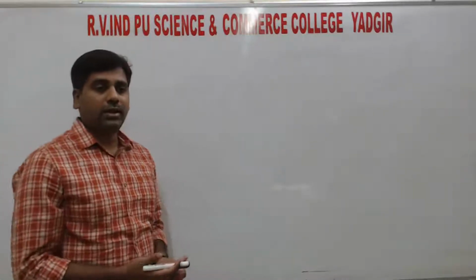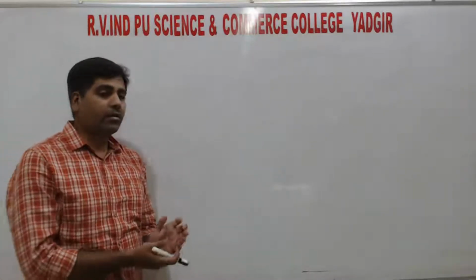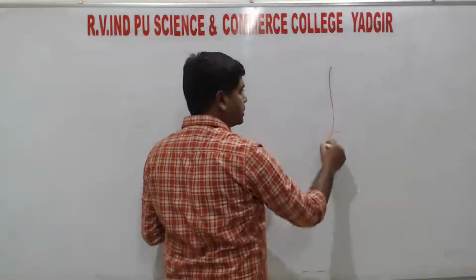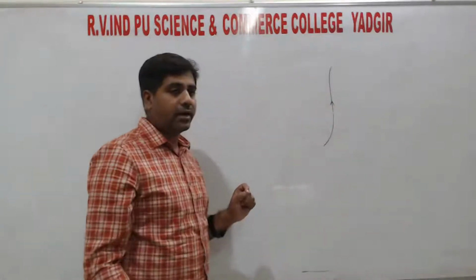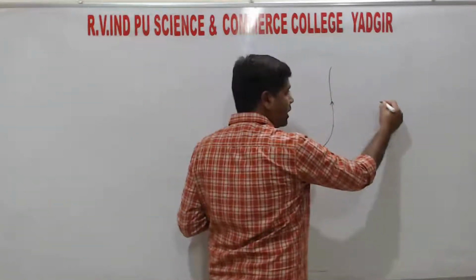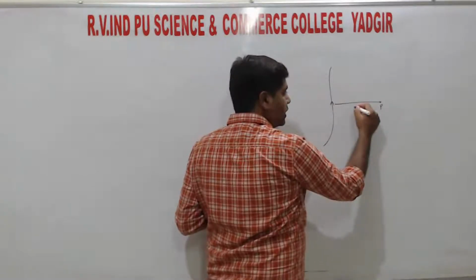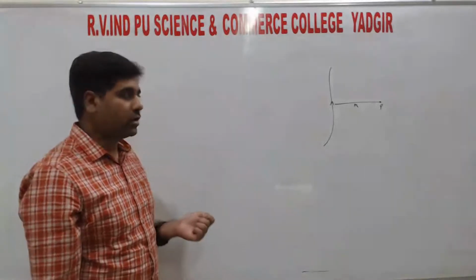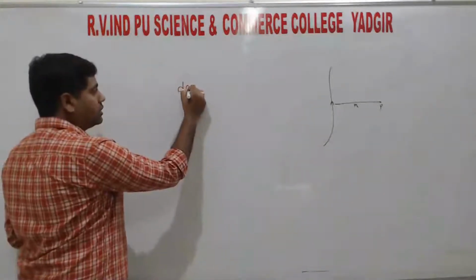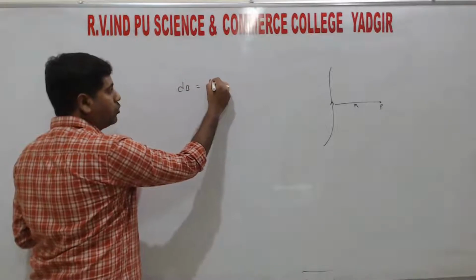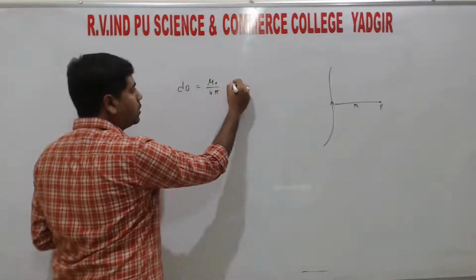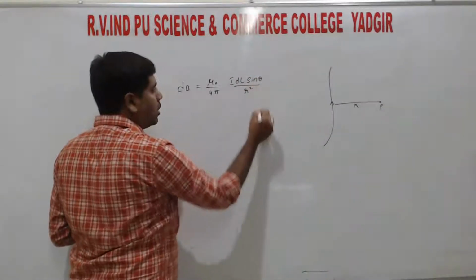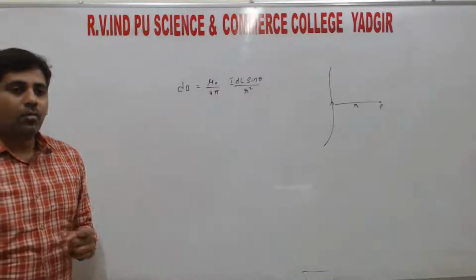Good morning, students. In the last class, we discussed the magnetic field around a current carrying conductor, right? Any conductor which is carrying current, we can find the magnetic field at any point P at a certain distance from the current carrying conductor by using the Biot-Savart law, right? So the relation is dB equals mu naught by 4 pi I dl sin theta divided by r square. So this is the relation for the Biot-Savart law, right?